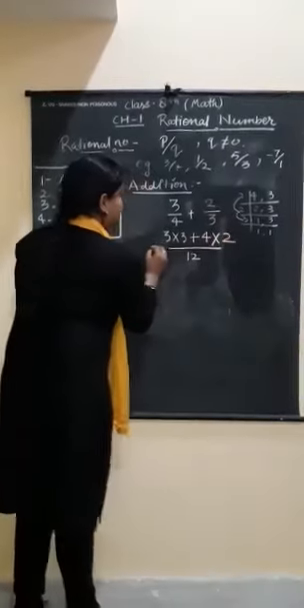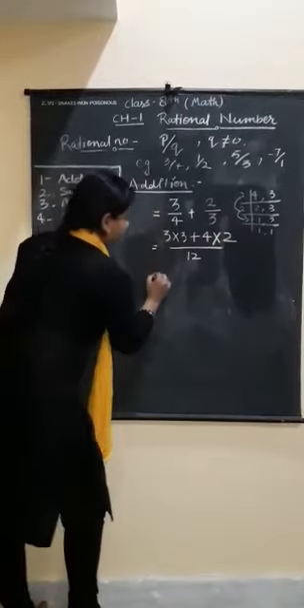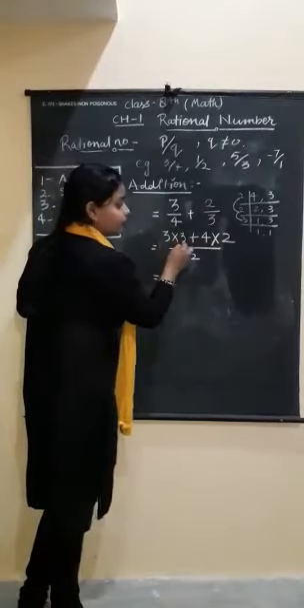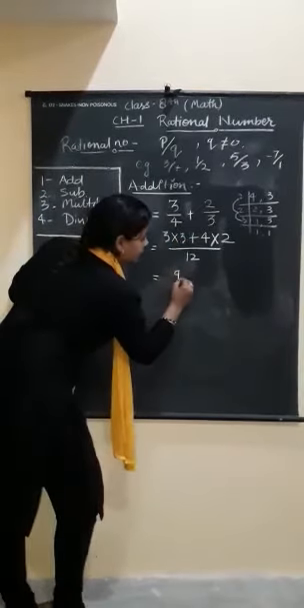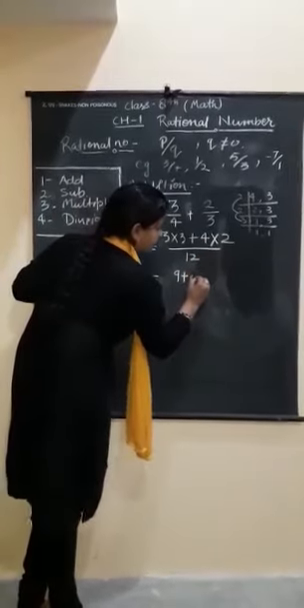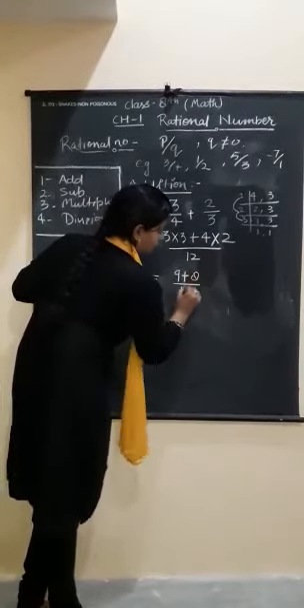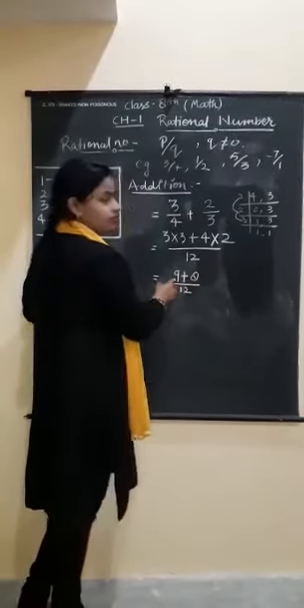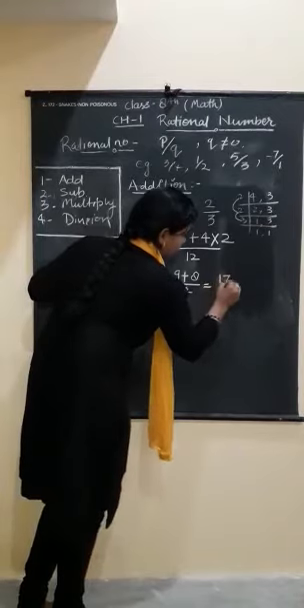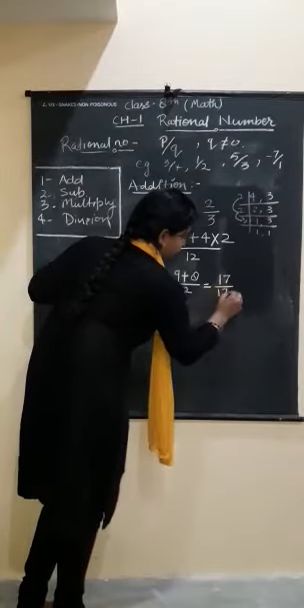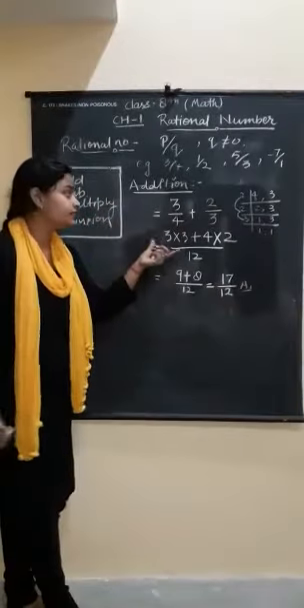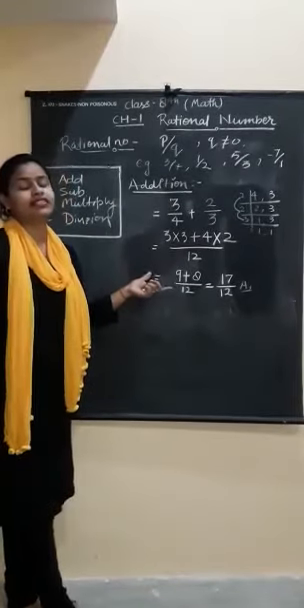Next, 3 multiplied by 3 is 9, plus 4 multiplied by 2 is 8, over 12. 9 plus 8 is 17 by 12. That's the answer. This is the addition of rational numbers.